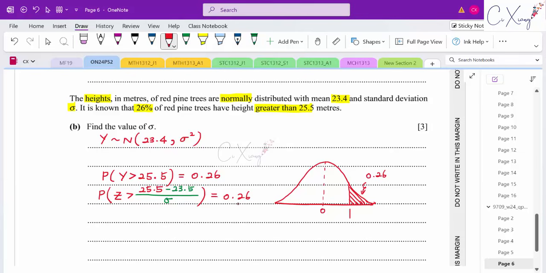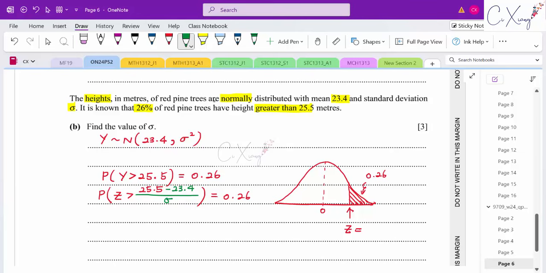And if we successfully find out this particular value of Z, then we can compare it with what we have in this part. Okay. All right, so now I realize there's an error here. Sorry, a careless mistake. It should be 23.4, right? It shouldn't be 23.5. Okay.